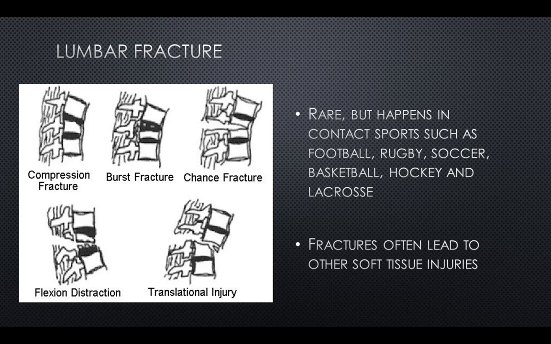Lumbar fractures, like the thoracic fractures, are rare, but they can happen in contact sports such as football, rugby, soccer, basketball, hockey, and lacrosse. Fractures often lead to other soft tissue injuries. The most common type of fracture in the lumbar spine is a compression fracture, and also what are known as spondies.